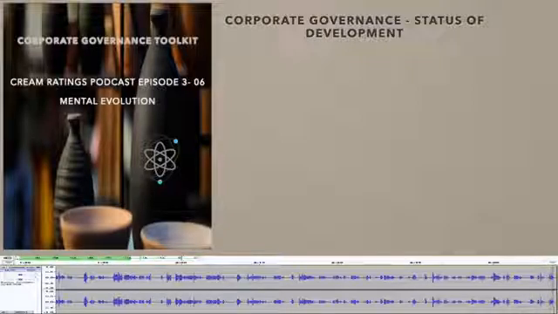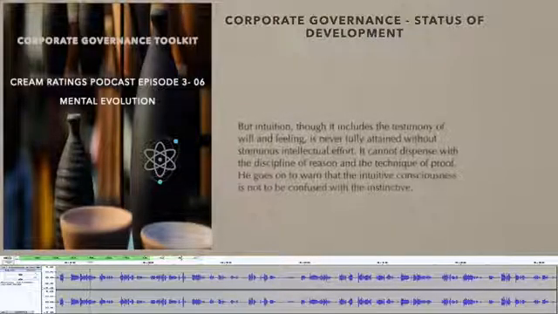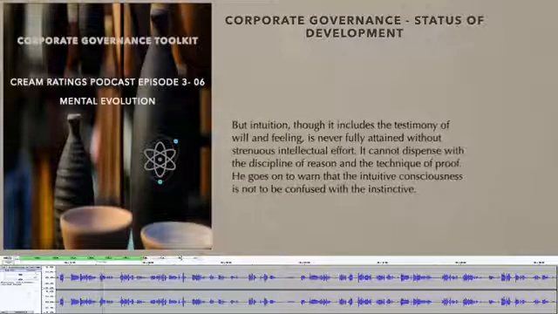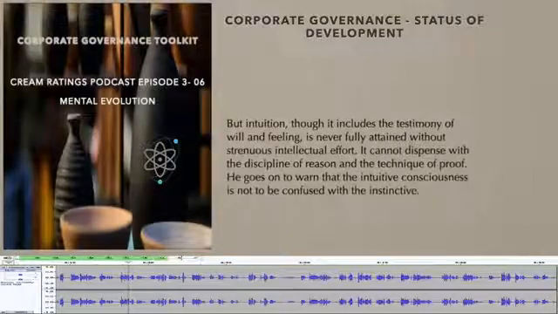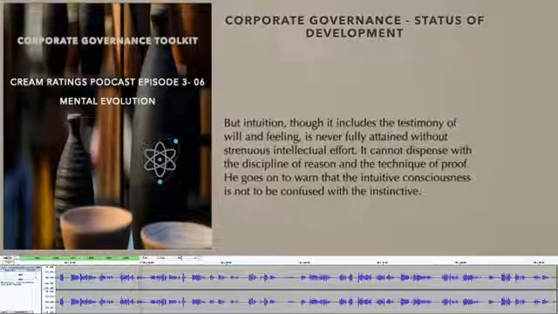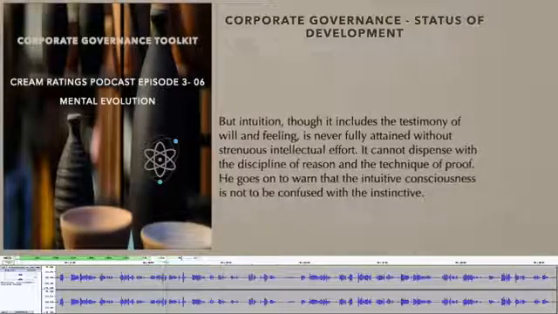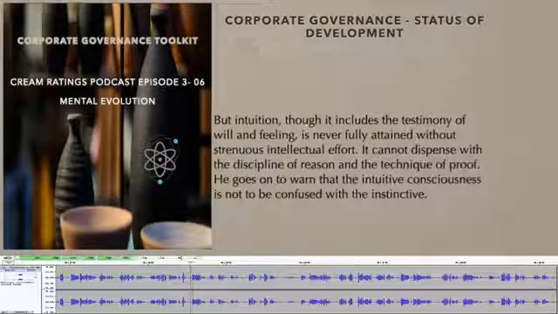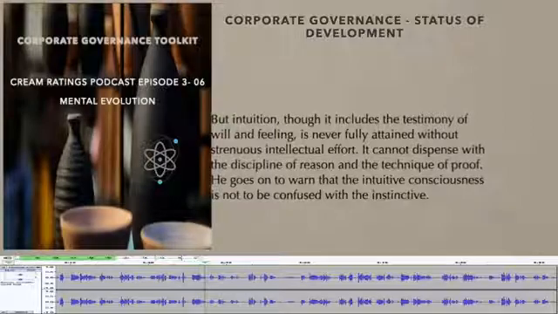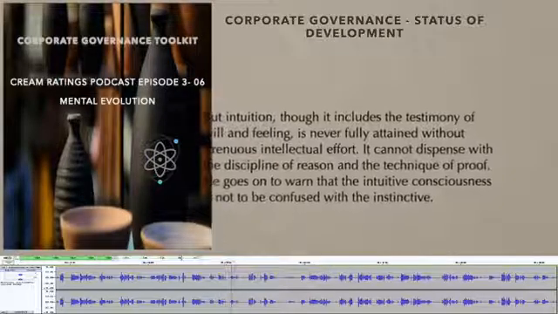The third factor is intuition. He says, though it includes the testimony of will and feeling, it is never fully attained without strenuous intellectual effort. It cannot dispense with the discipline of reason and the technique of proof. He goes on to warn that the intuitive consciousness is not to be confused with the instinctive. It's a very interesting observation by Dr. Radhakrishnan on the various aspects of philosophy he expounded.